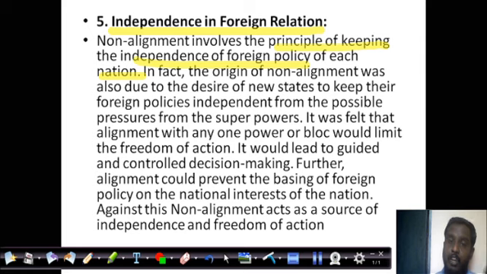In fact, the origin of non-alignment was also due to the desire of new states to keep their foreign policy independent from the possible pressure of superpowers. The best example for that is India. We all know that India was ruled by the Britishers for 200 years. So when we got independent, we felt that we should not take a stand where again we would be under a colonial legacy, or under the pressure of a superpower. So we felt that we should have a separate independent foreign policy.